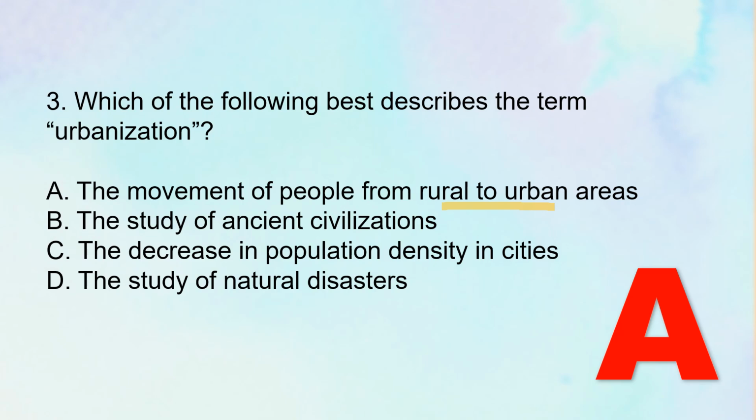And for letter C, this one is the opposite of urbanization, as urbanization leads to increased city population, not a decrease in population densities in cities. For letter D, the study of natural disasters relates to physical geography and meteorology, not human geography. Letter A is the best answer.